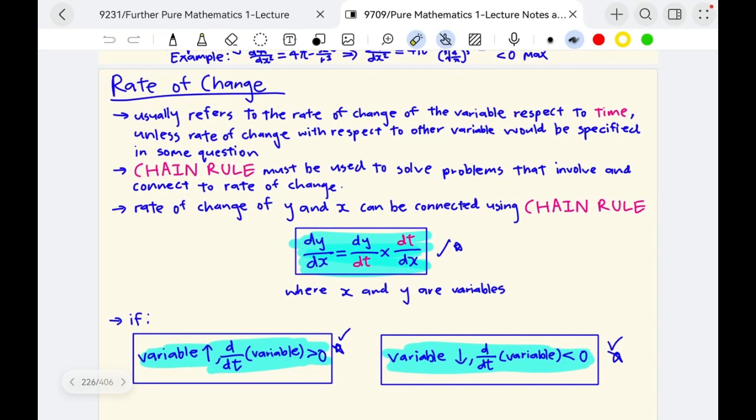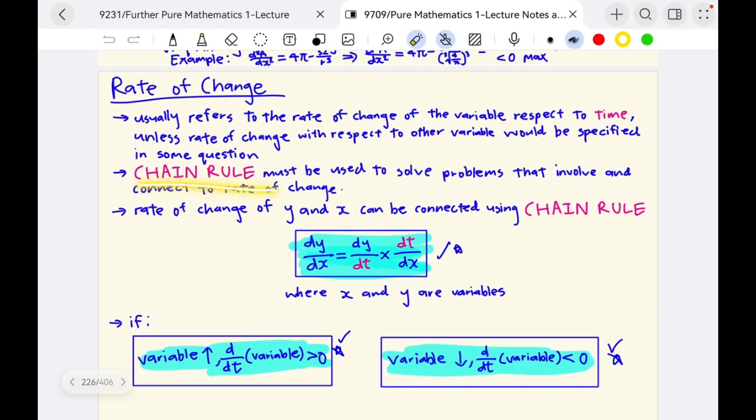So, in fact, the differentiation dy/dx can be related to the rate of change. Usually, this links to the chain rule. The rate of change is usually related to time. So that's why the definition is the rate of change of the variable with respect to time, unless the rate of change of the variable is with respect to another variable. Well, you must look through the question specified, right?